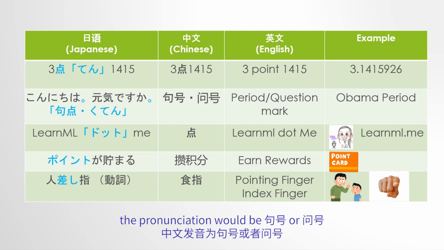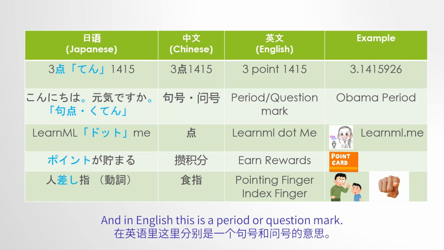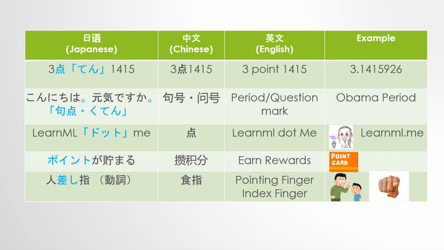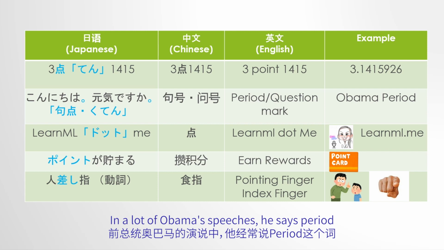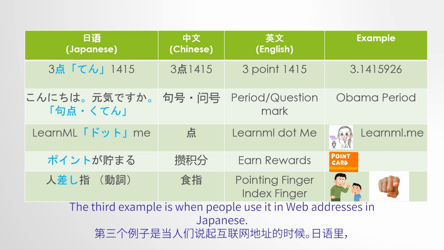So in Chinese, the pronunciation would be 句号 or 问号. And in English, this is a period or question mark. An example of this is the Obama period. In a lot of Obama's speeches, he says period at the end of his sentences to emphasize the point that he's making.